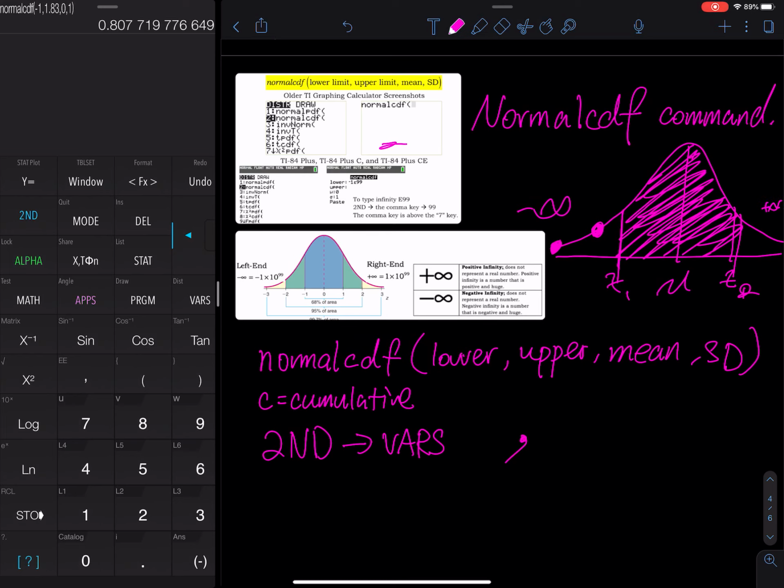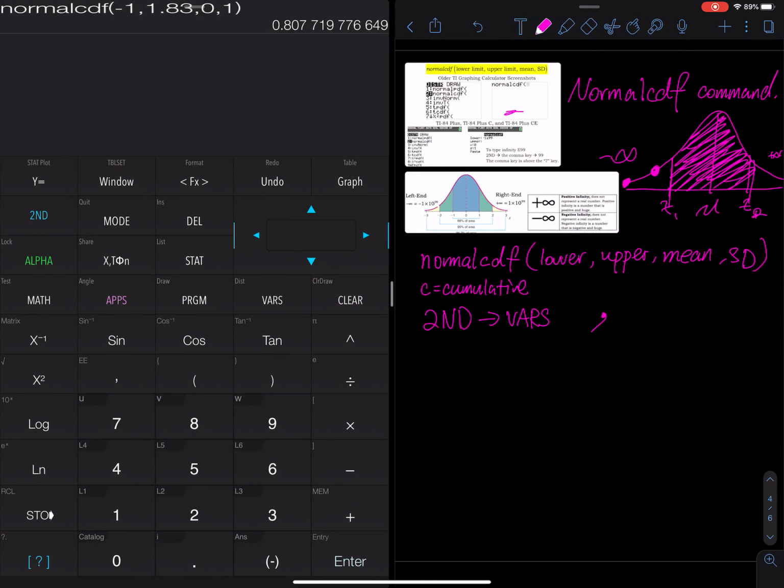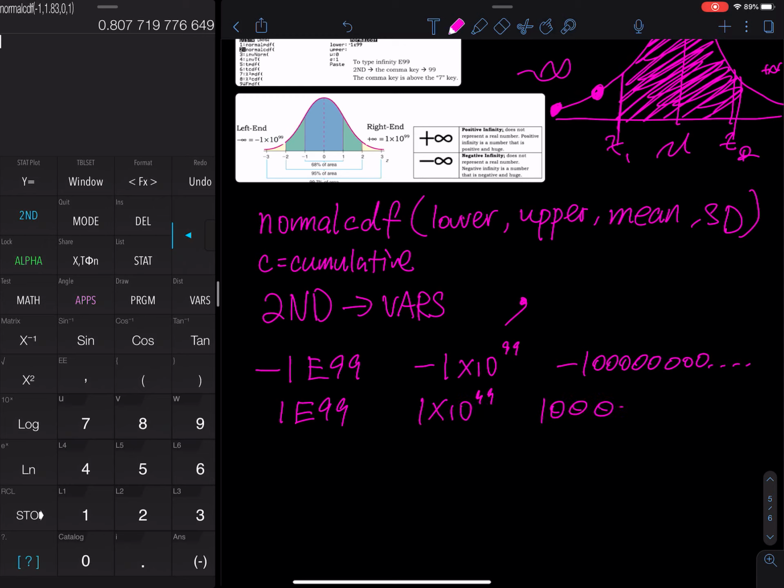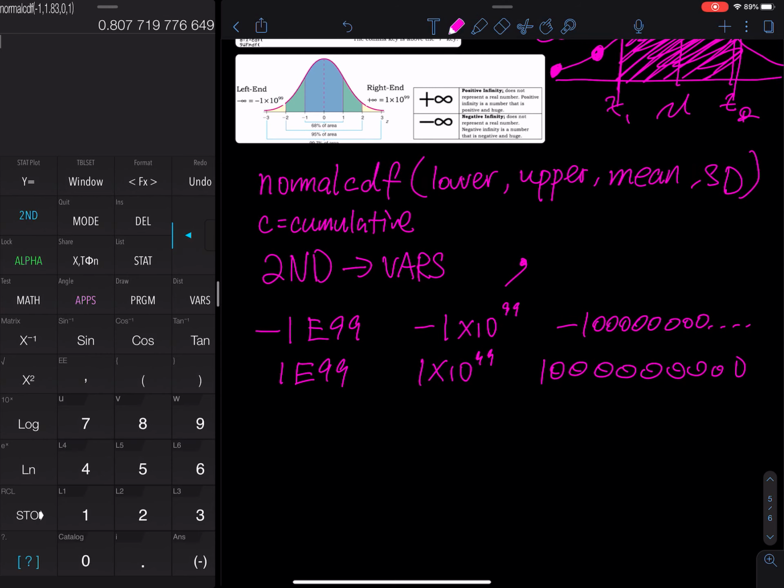So how do you type negative infinity? Look at your calculator. There is no infinity key, right? So to type negative infinity, one of the ways to do it is you have to type a -1 and then followed by an E and then 99. What does that mean? That is -1 times 10 to the 99 power, which is -1 followed by 99 zeros. We take that as a negative infinity. The positive infinity, we type 1E99, that is 1 times 10 to the 99, that is a scientific notation. This is 1 followed by 99 zeros. We treat that as a positive infinity. How do we type that? You type second.